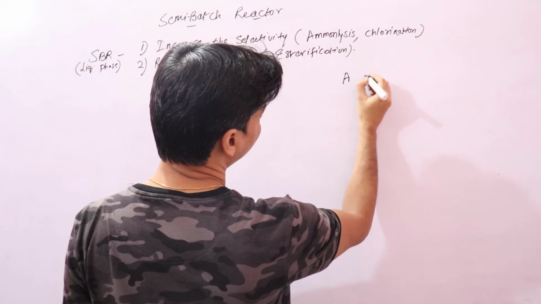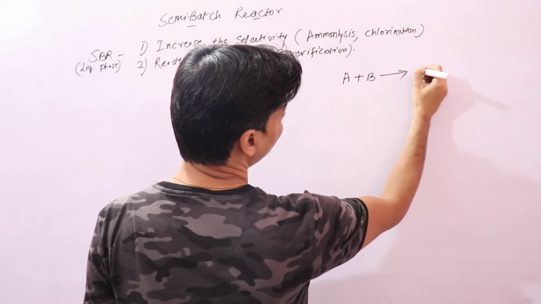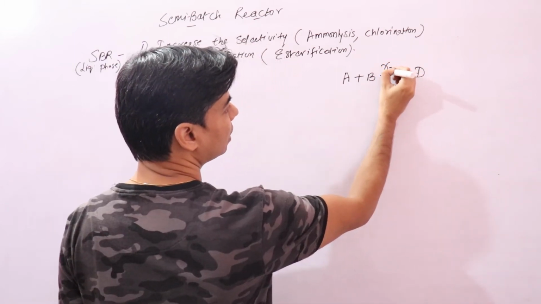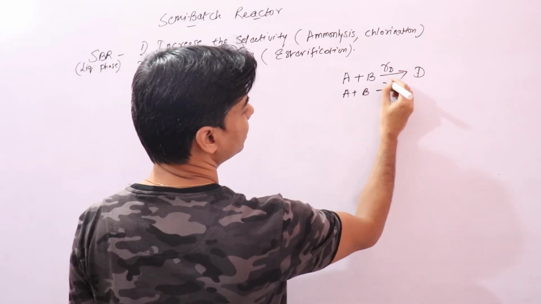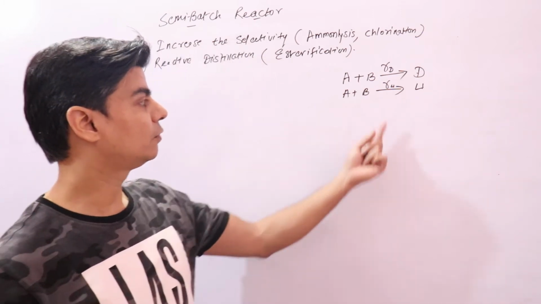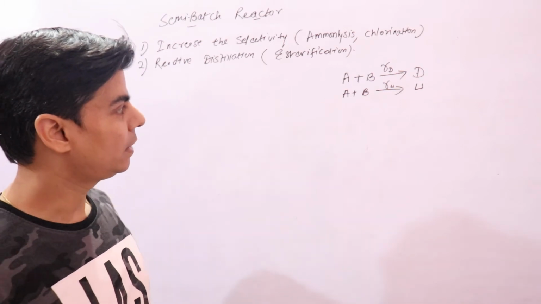A is reacting with B to give you the desired product D. The rate of this reaction is RD. A and B at the same time are giving you the undesired product U. The rate of this reaction is RU, and the rate of the other reaction is RD.